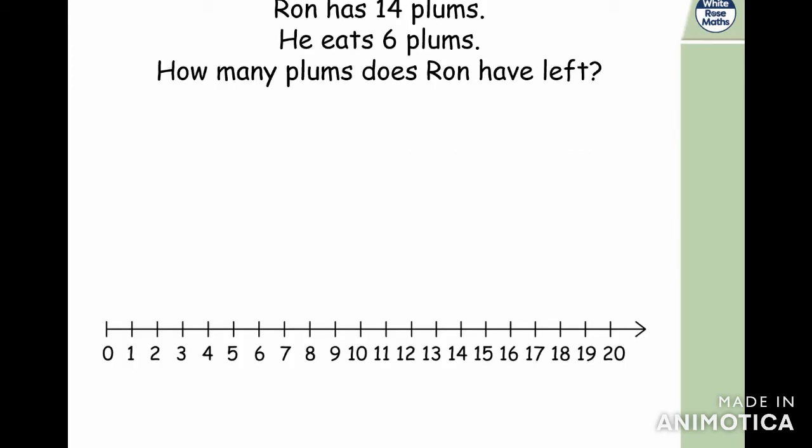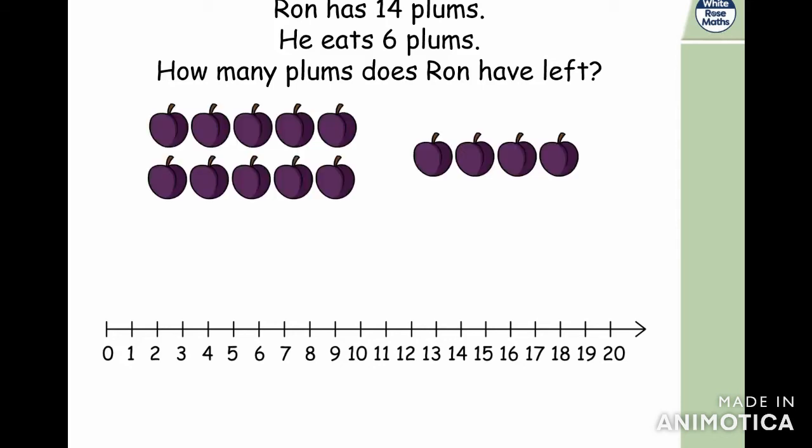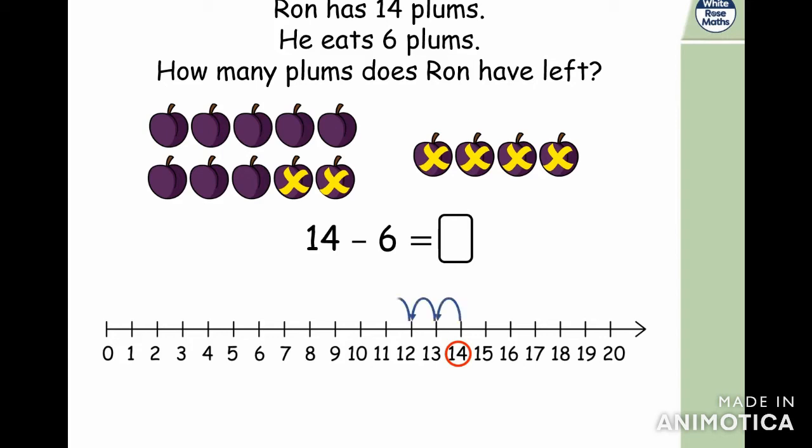Ron has 14 plums. He eats 6 plums. How many plums does Ron have left? The first thing we're going to do is get some plums, or something to represent the plums. And here's my calculation. Okay, let's get rid of 6. There's 4, 5, 6. And on the number line, I can start at 14 and jump back 6 times and I get to 8. That's one of the ways we can complete this calculation.